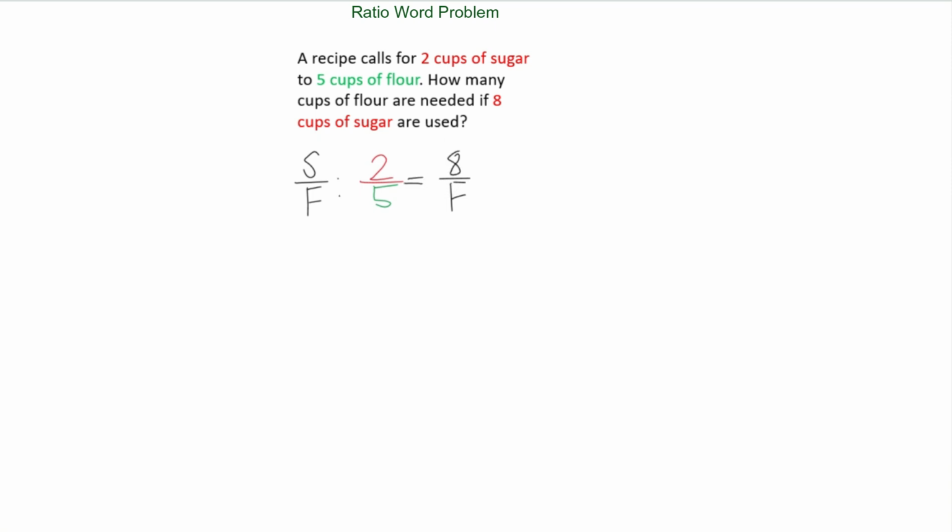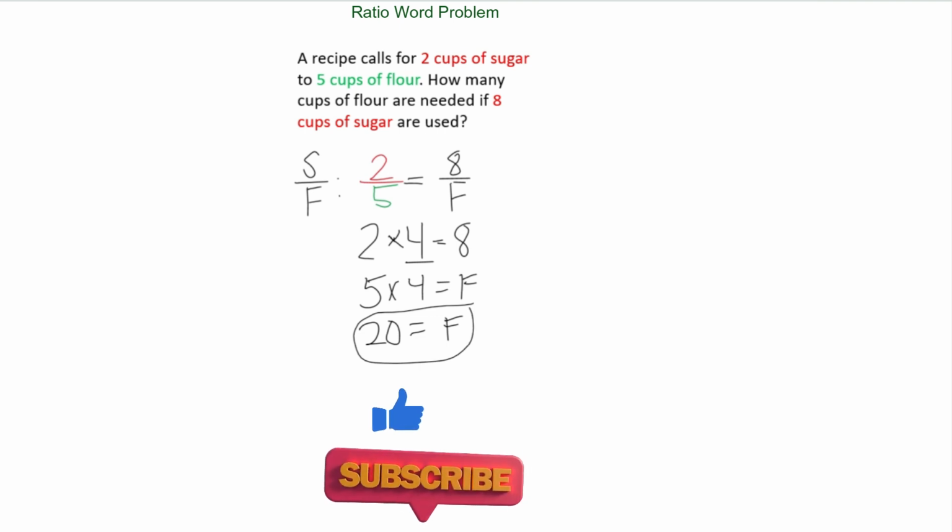In order for our 2 to become 8, we multiplied it by 4 to get our 8 in the numerator. So we do the same in our denominator. 5 times 4 equals our flour. So our flour is equal to 20. So how many cups of flour are needed? 20 cups of flour are needed. So that's how we use ratio.